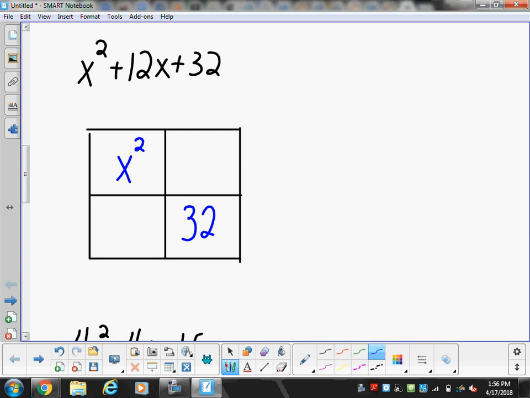So the first two boxes are filled in. Okay, what was the next step? Multiply those two terms together. So x squared times 32 is 32x squared.